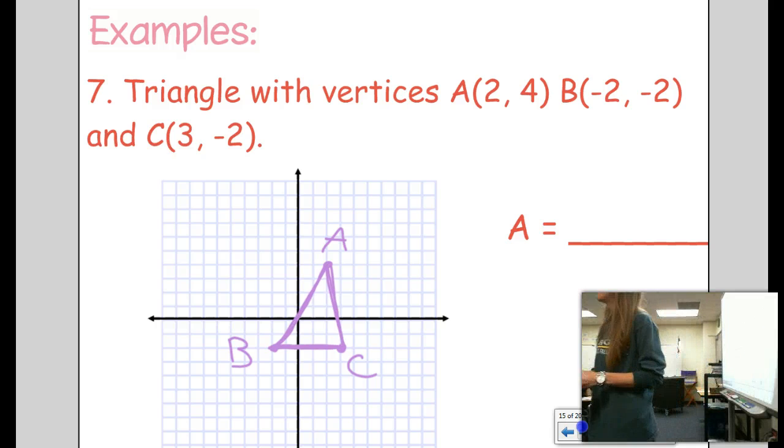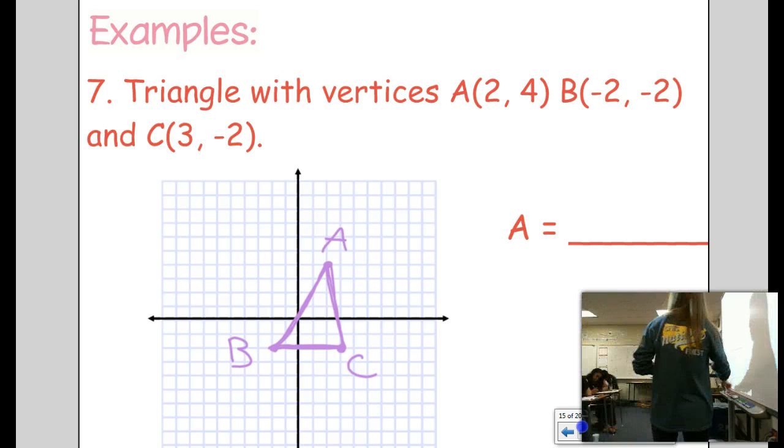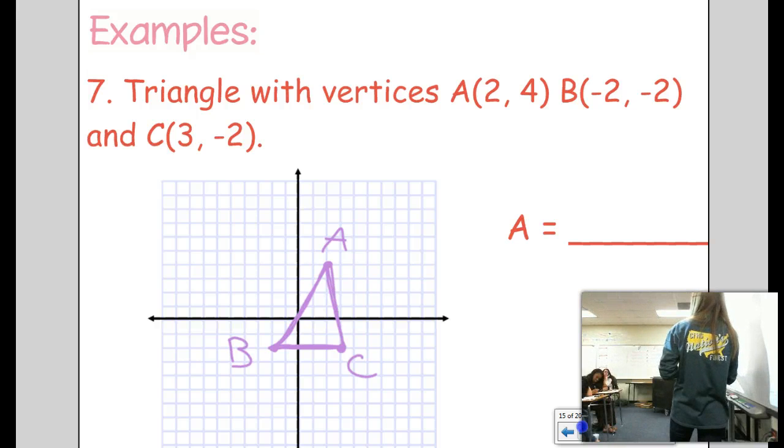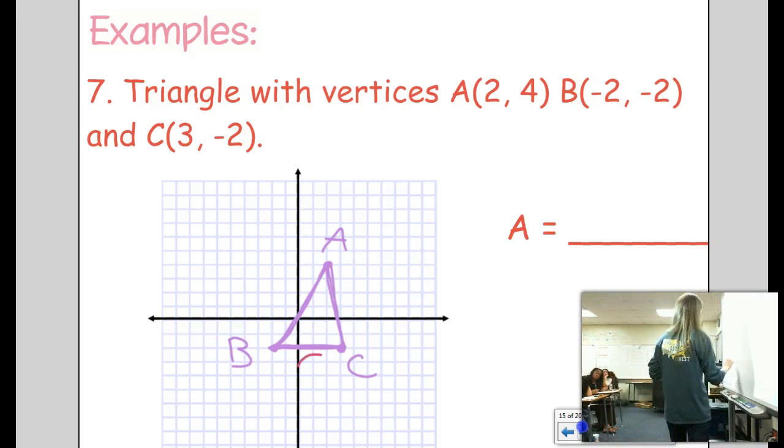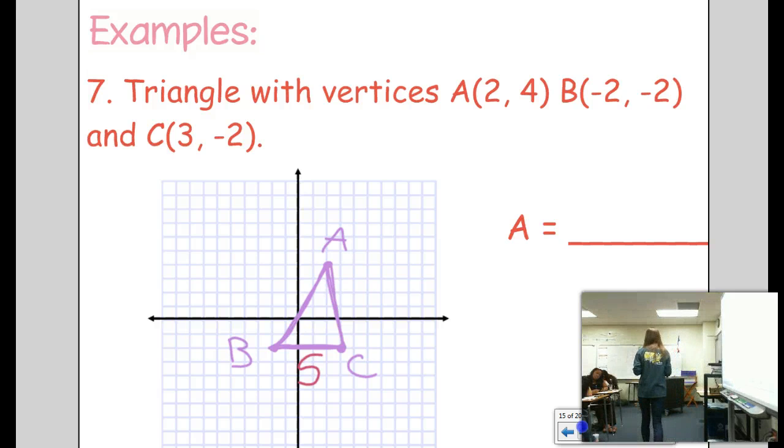How do you find the area of a triangle? Base times height divided by 2. Melanie, how long is the base of this triangle? How many squares? 1, 2, 3, 4, 5. Perfect. Awesome. Torin, oh, well, you didn't get to graph it. Matt, what is the height of this triangle? How many squares is the height? By the way, that's the height. It's perpendicular. Let's count. 1, 2, 3, 4, 5, 6. Perfect. The base is 5. The height is 6. Everyone can now find the area.